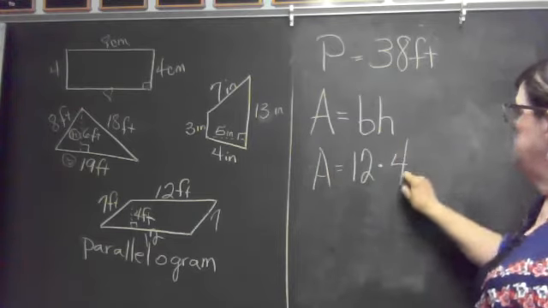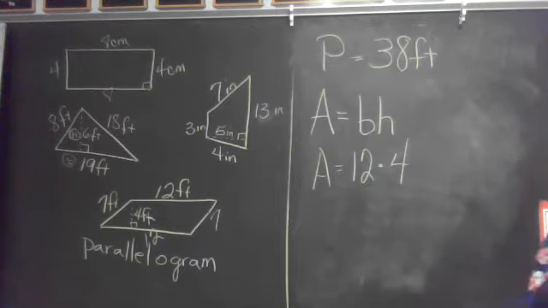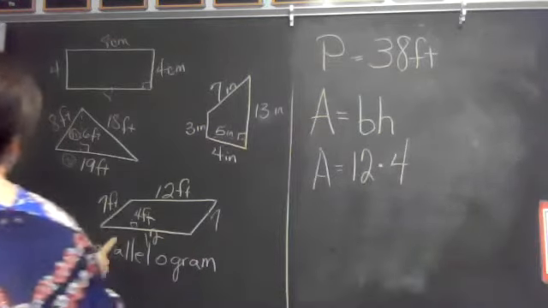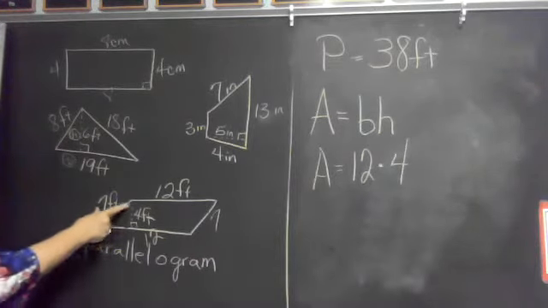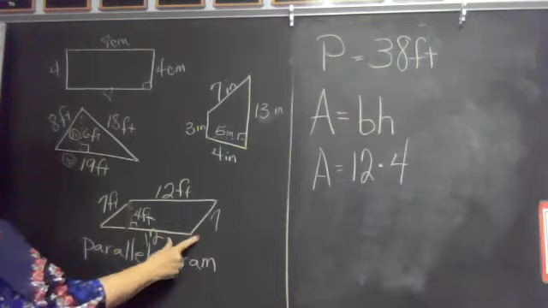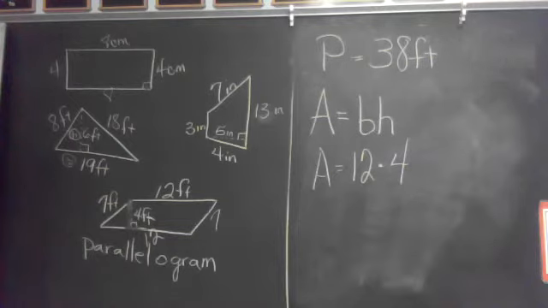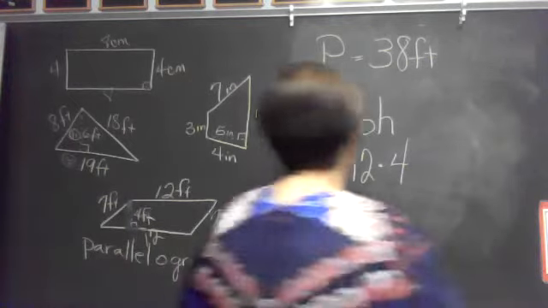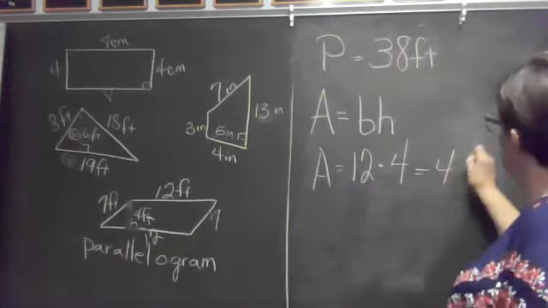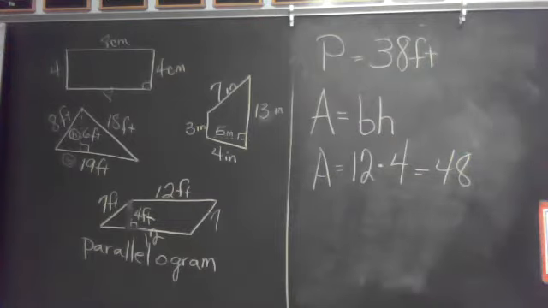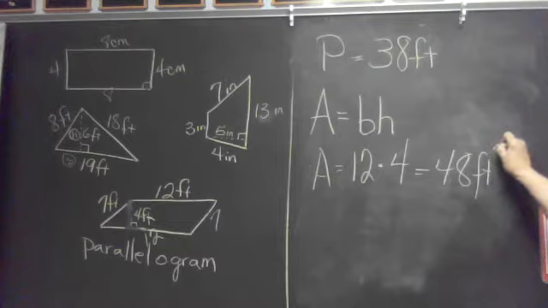4, not 7. It has to be 4 because the height of a parallelogram has to be perpendicular to the base. Here's the base. It's perpendicular right here. It has to be the one that's perpendicular is the height. And so we have 48. We're dealing with feet, and area is 2-dimensional.